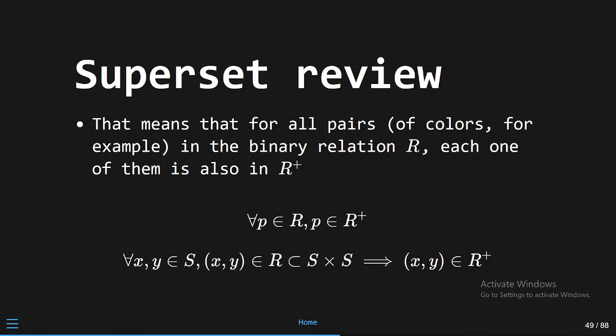If x and y are in some relation R that is part of the Cartesian product, then x and y are part of R plus. So we're keeping everything. We're going to add things.